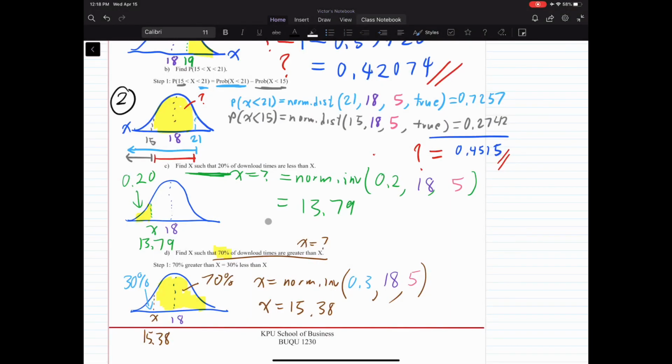So again, the concept that you need to understand with this question is that you need to know which formula you're using. If you're calculating probability, you need to use norm.dist. If you're solving for x, then use norm.inv.